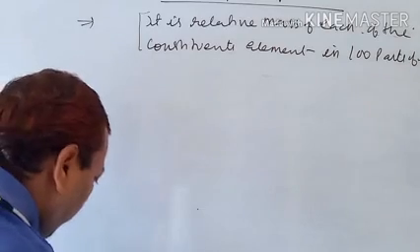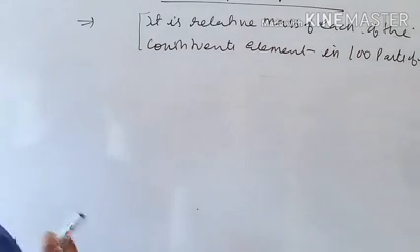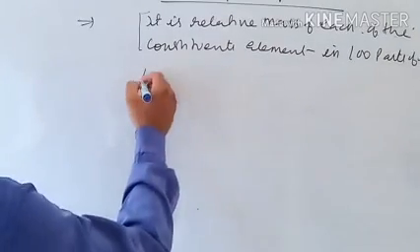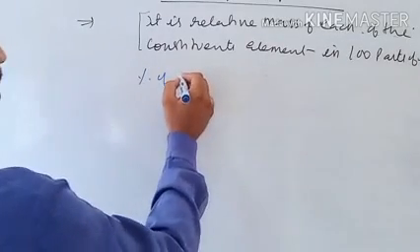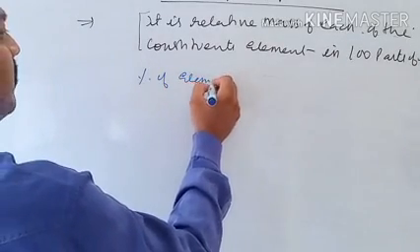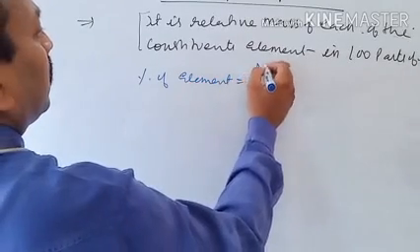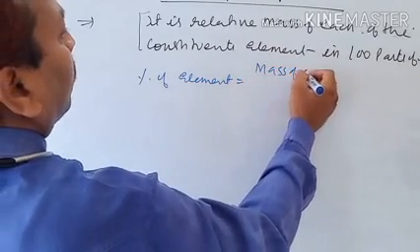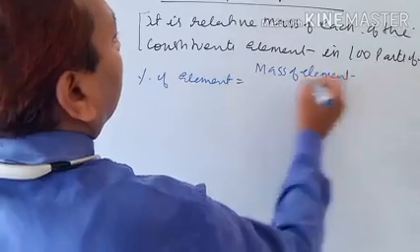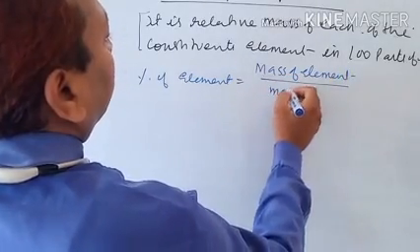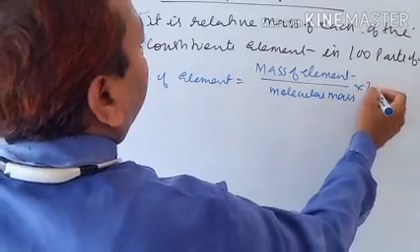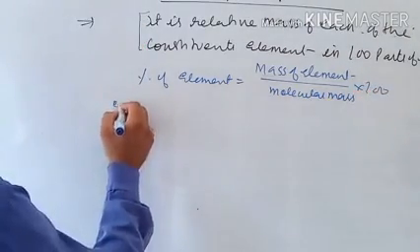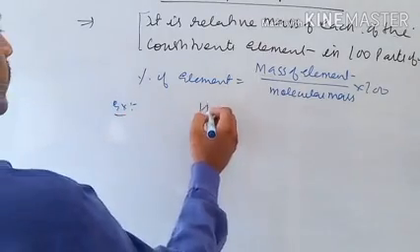Now, the formula, very simple, children. Percentage of element is equal to mass of element upon molecular mass, into 100.